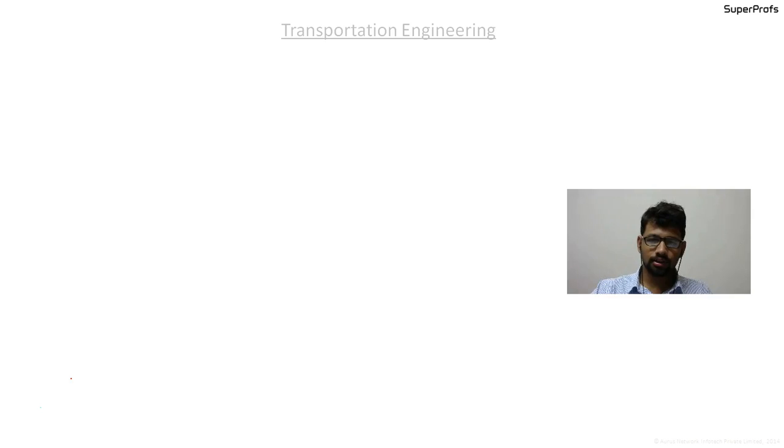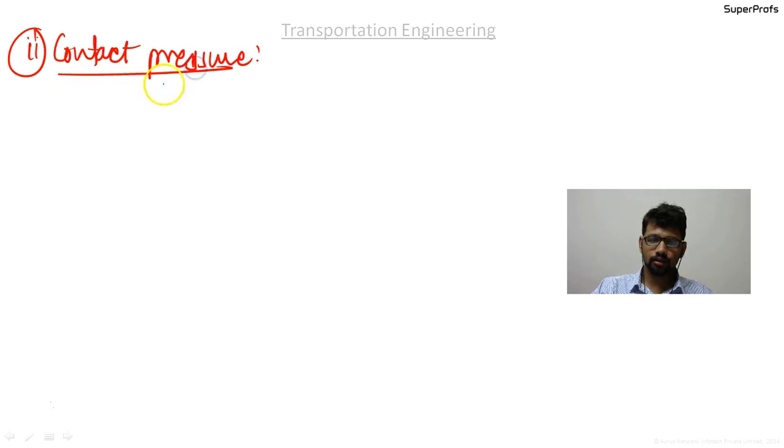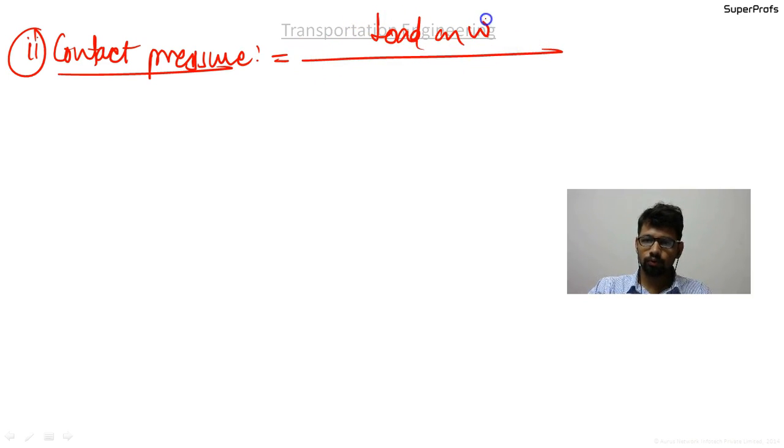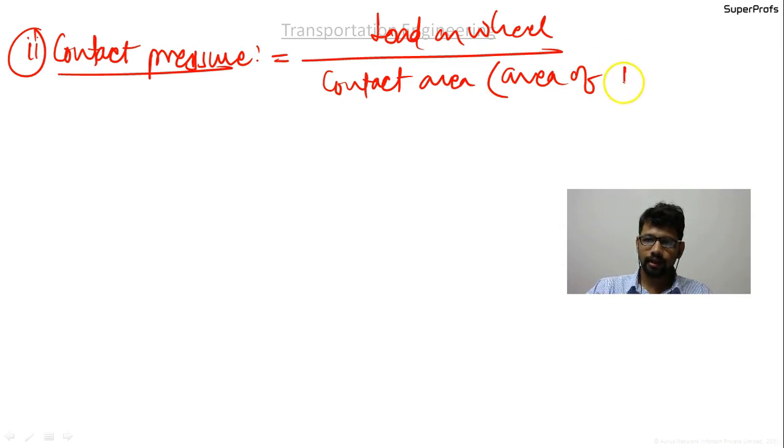And let us now discuss the contact pressure. Okay, so contact pressure is the load on wheel upon the contact area, which is also called the area of imprint.